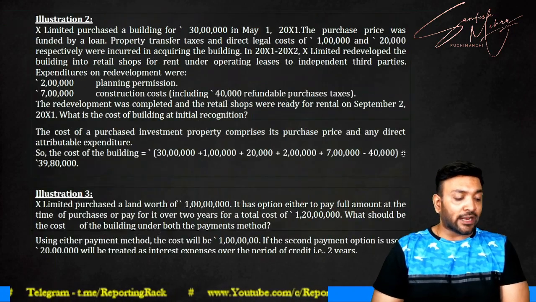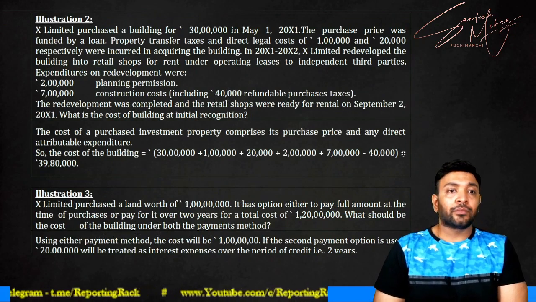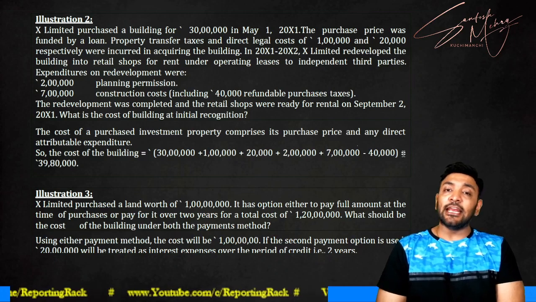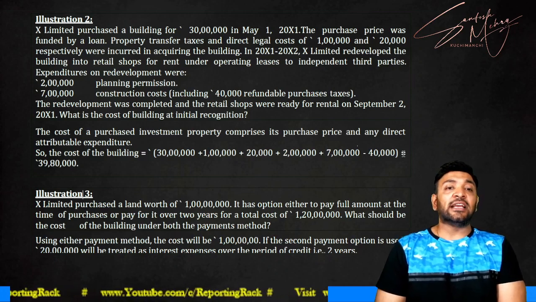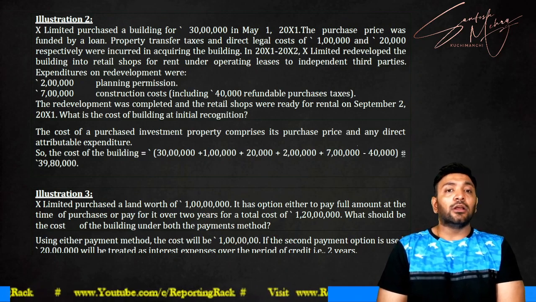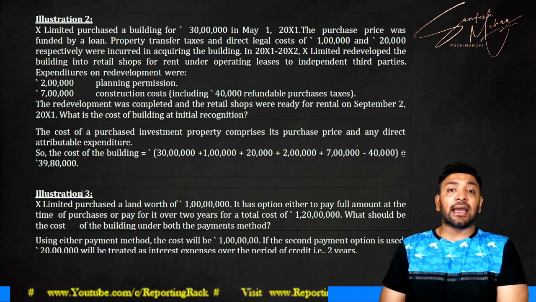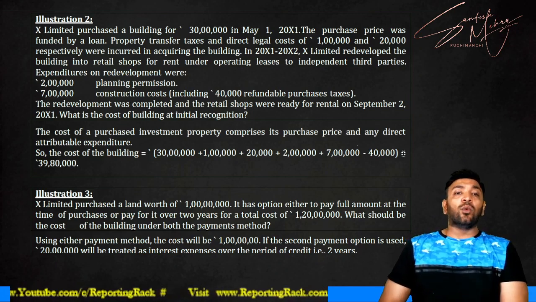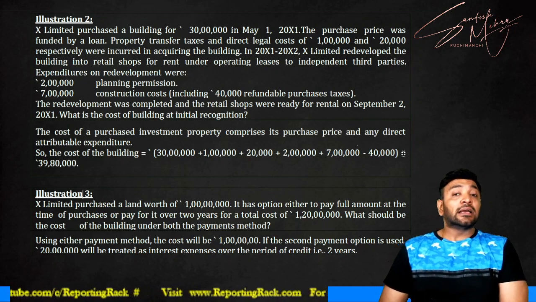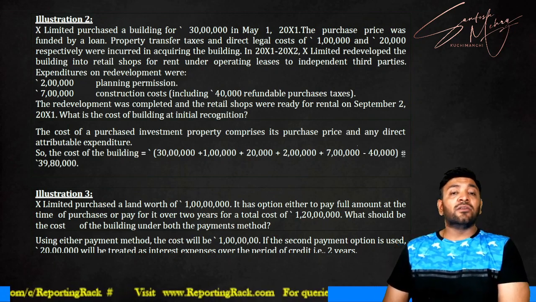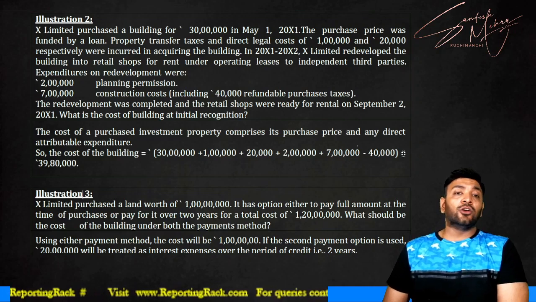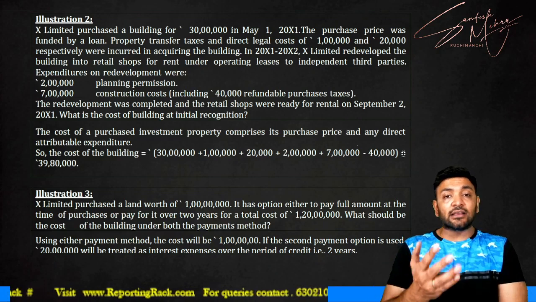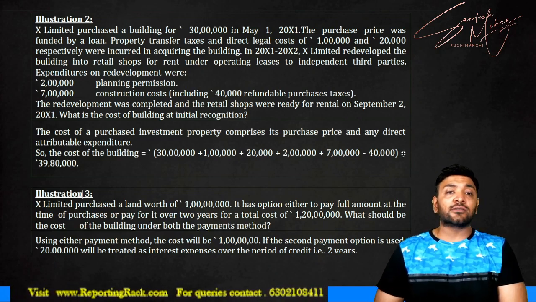Look at illustration 2 then. X Limited purchased a building for 30 lakhs in May. The purchase price was funded by a loan. The property transfer taxes and legal costs of 1 lakh and 20,000 respectively were incurred in acquiring the building. Guys, these are incidental costs without which you cannot own the building. You have to make sure that you're paying the stamp duty or the transfer taxes, which is called in this case, and the direct legal cost.